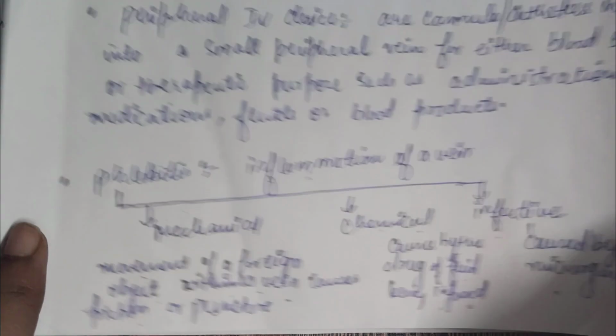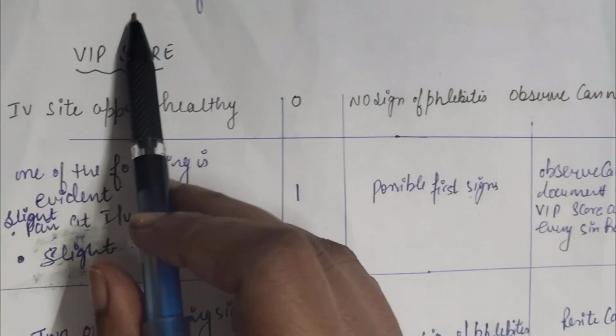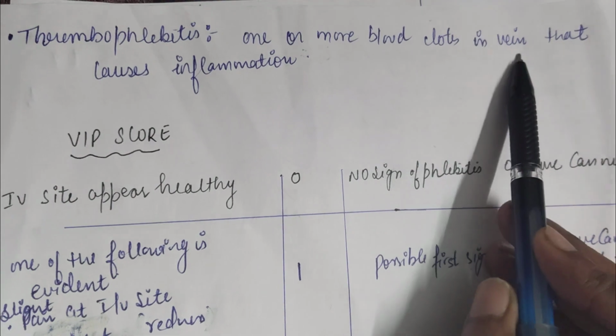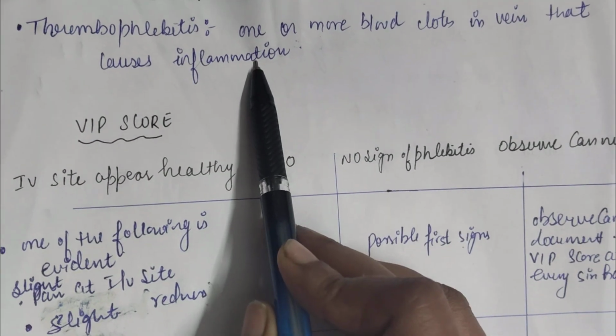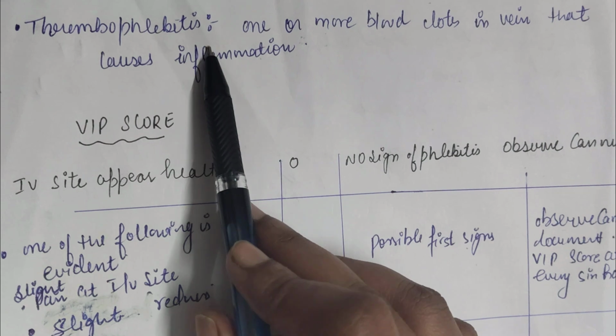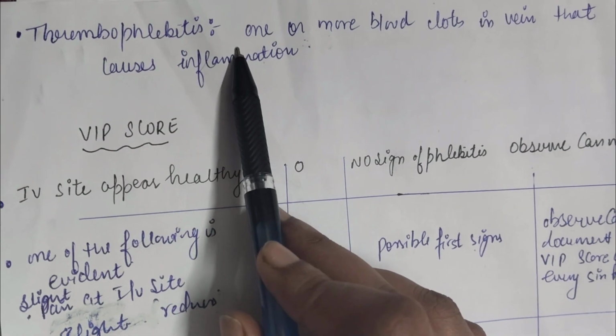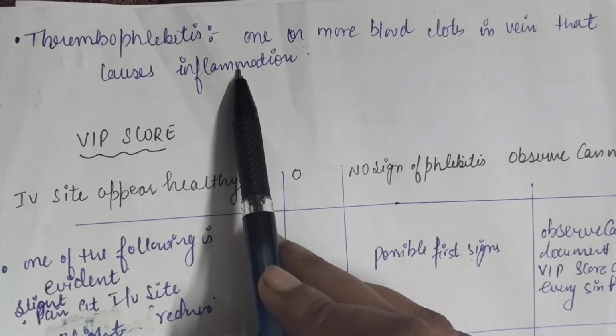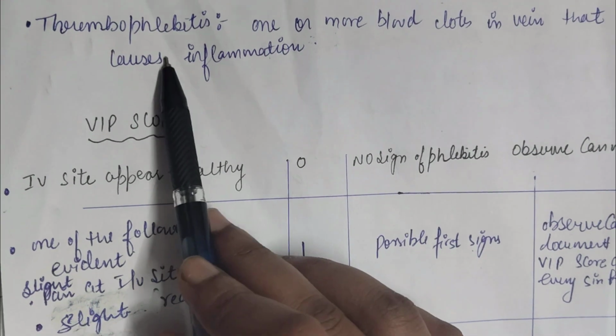Okay, next is thrombophlebitis. Thrombophlebitis is one or more blood clots in a vein that cause inflammation. So phlebitis is just inflammation of the vein, but in thrombophlebitis one or more blood clots are present in the vein, which causes inflammation there, so it is called thrombophlebitis.